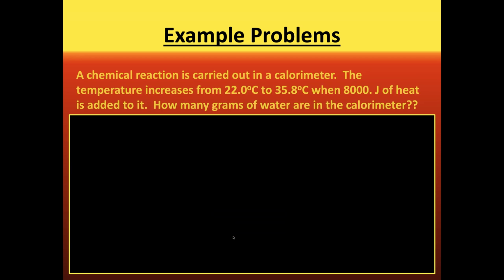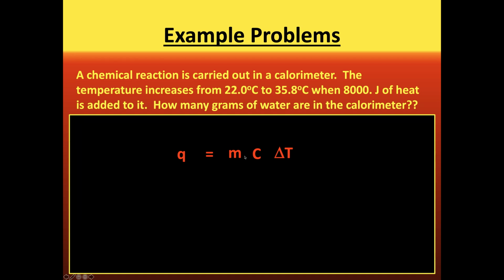Okay. A chemical reaction is carried out in a calorimeter. The temperature increases from 22 to 35.8 degrees Celsius. Okay, so we have a temperature change. It looks like 13.8 degrees. That's good. 8,000 joules of heat is added to it. Okay, so we know what the joules are. How many grams of water are in the calorimeter? Now we're being asked to solve for mass.